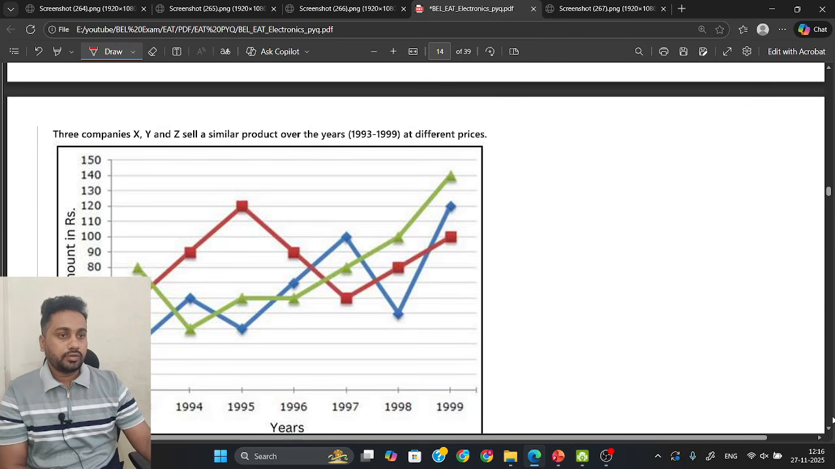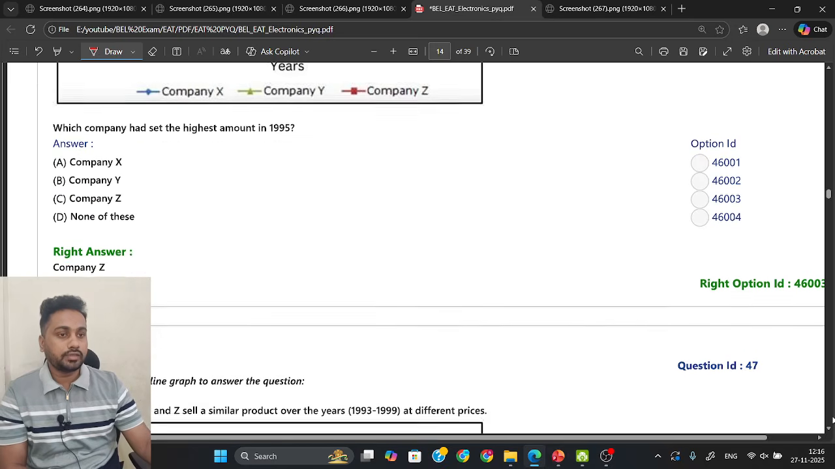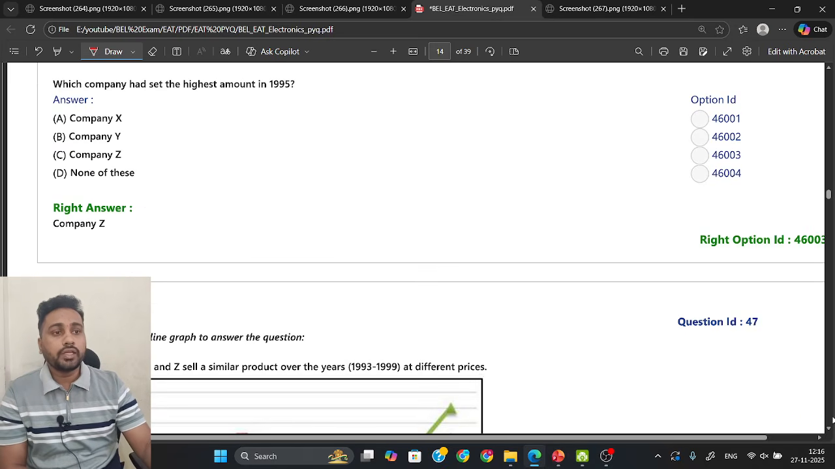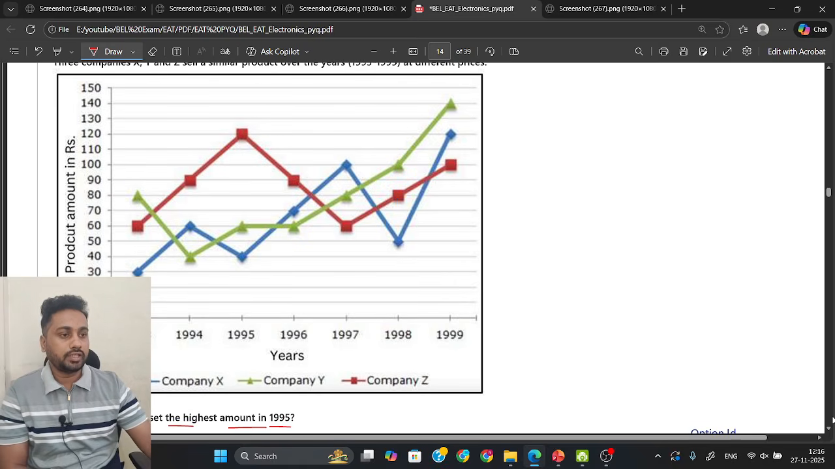Okay. All right. Now the next graph. From the next graph, they are going to ask questions. So this is the graph only. You need to analyze the graph and give the answer. Which company had the highest amount in 1995?